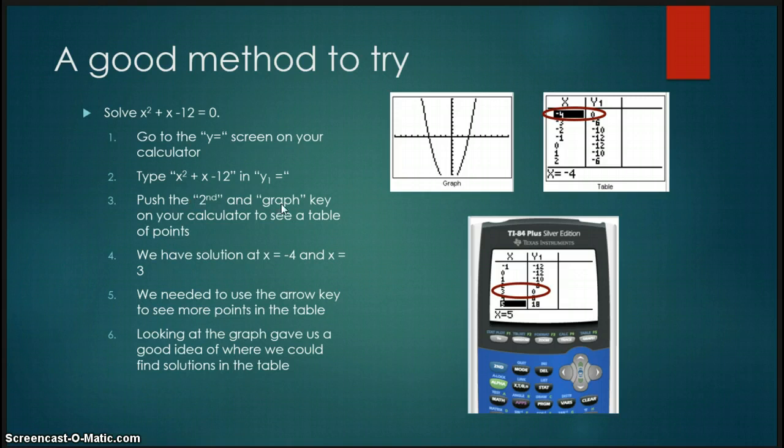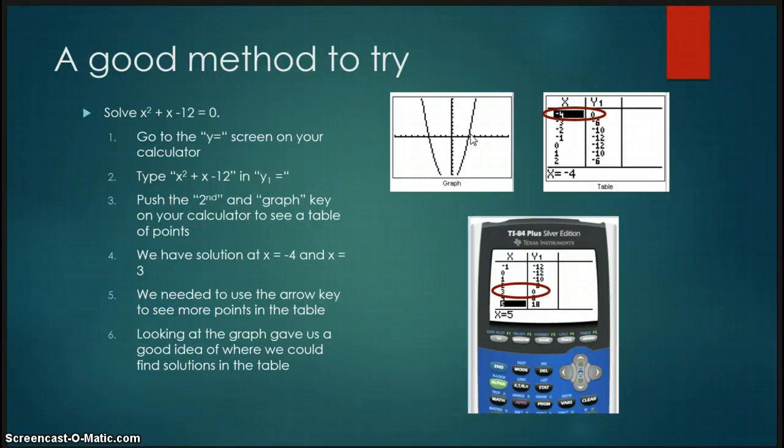Then you push the second graph keys, they're here, second and graph, and if you'll notice second is blue, you hit graph and table up here is blue, so that's what you're going to end up with is this table. We start to look for the zeros in the y column, and I see a 0 here, so that tells me that a -4 is a solution.